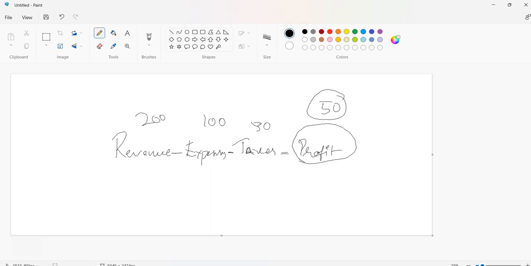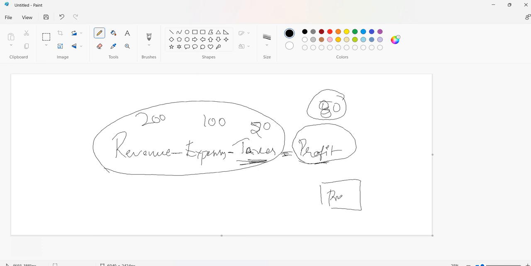Let us make this 50 as 20. What will it become? When we change this value, what is happening? 200 minus 100 is 100. 100 minus 20 is 80. So the profit is changing when we change this value. Whenever the values given in the equation are changed, the target value will change. So this is the influencing thing.